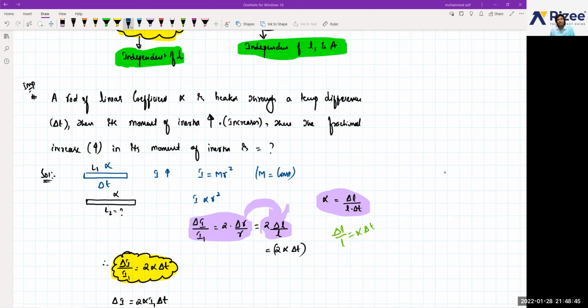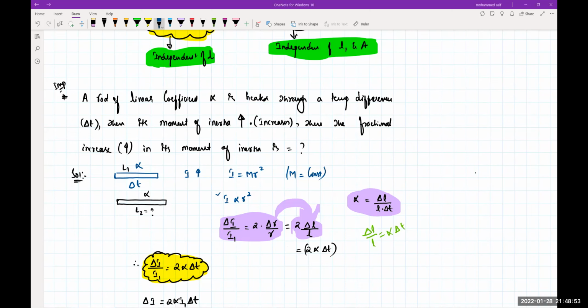Now for the rod, moment of inertia will generally be equal to mass into r squared. Mass is constant, so moment of inertia is directly proportional to the square of the distance. So delta I by I is equal to 2 into delta r by r, using the error approximation. That is equal to 2 times delta L by L. We know the formula alpha is equal to delta L by L into delta T.